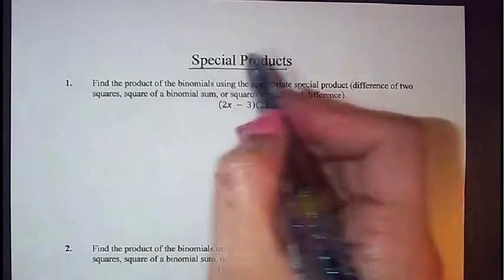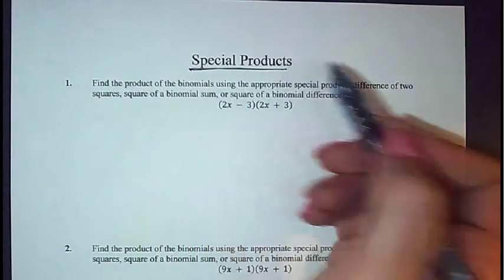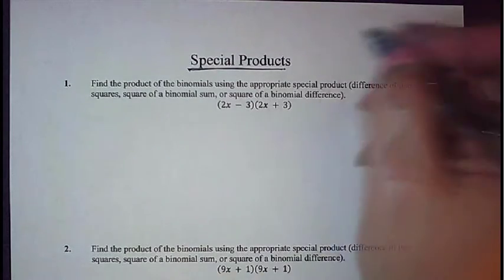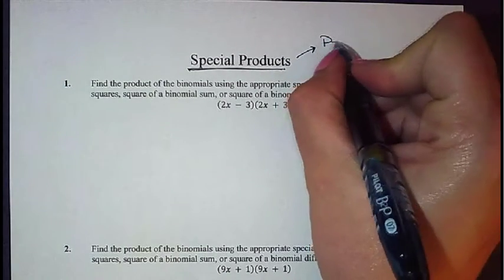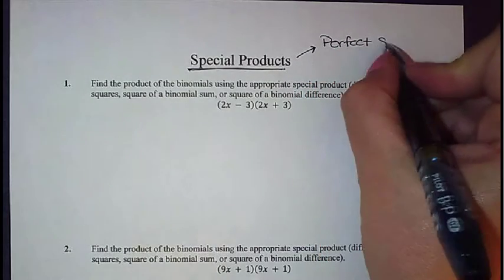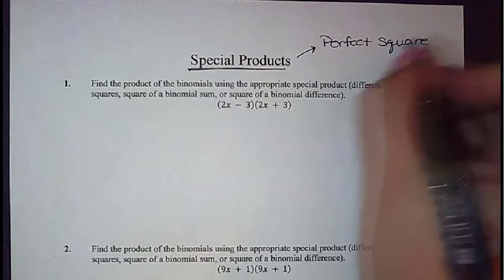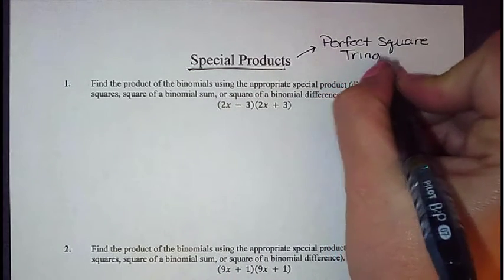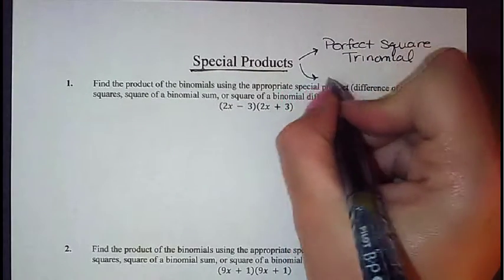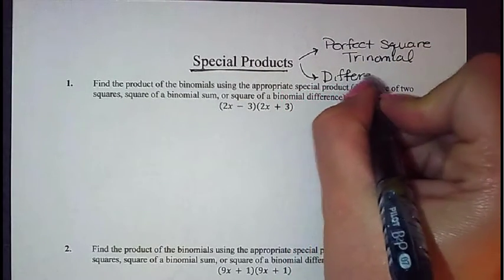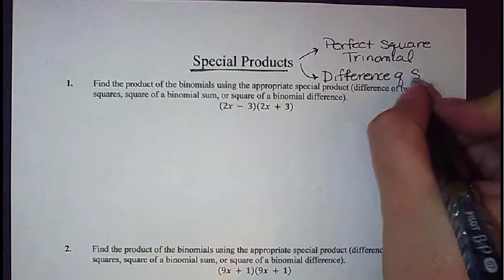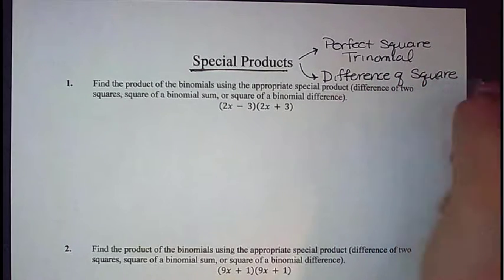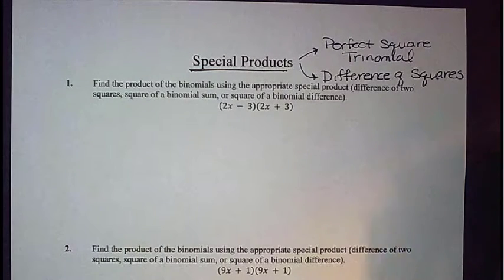We're going to be looking today at what we call special products. There are two types of special products that we're going to be looking at. One of them is called a perfect square trinomial, and the other one is called a difference of squares. And there are some patterns that you can use to multiply these out without actually having to do the multiplication, and that's great if you figure them out.